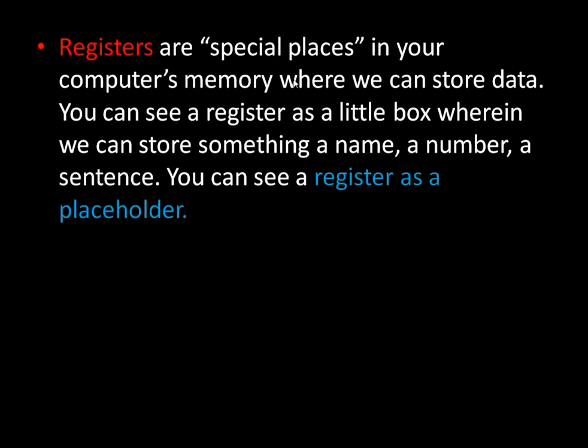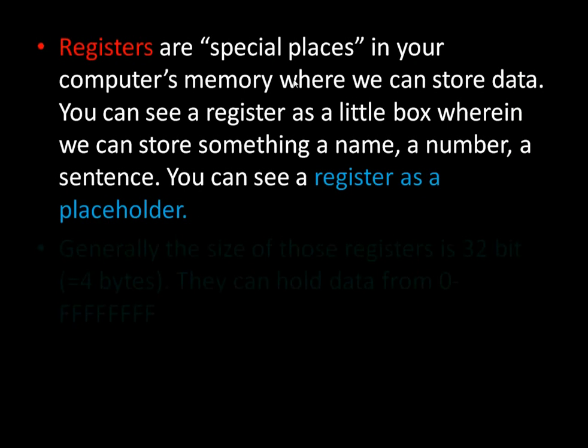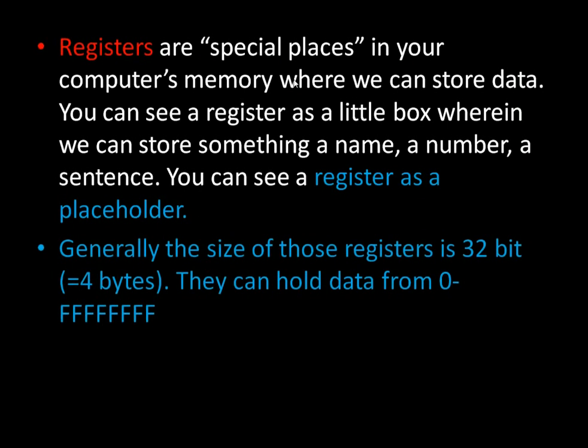Now what are registers? Registers are special places in your computer's memory where we can store data. You can see a register as a little box where we can store something, a name, a number, a sentence. You can see a register as a placeholder. Generally the size of those registers is 32 bits or equal to 4 bytes. They can hold data from 0 to 8 times F.